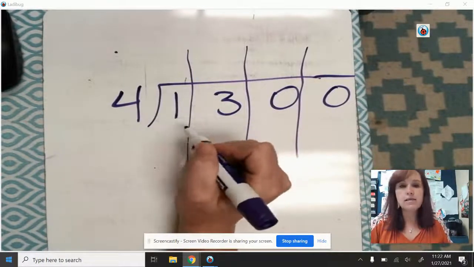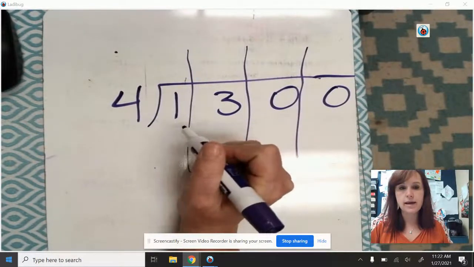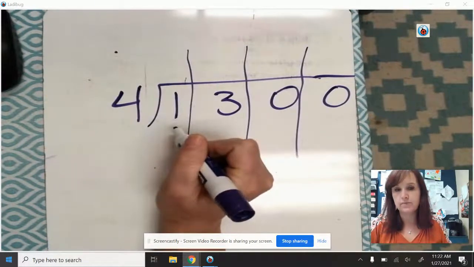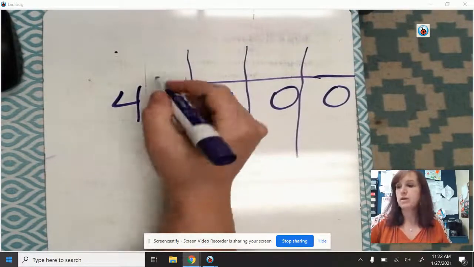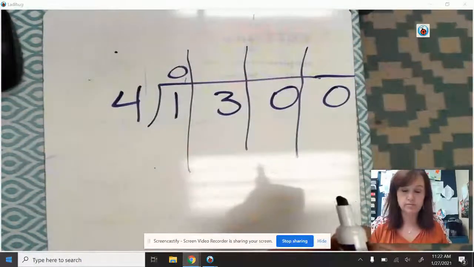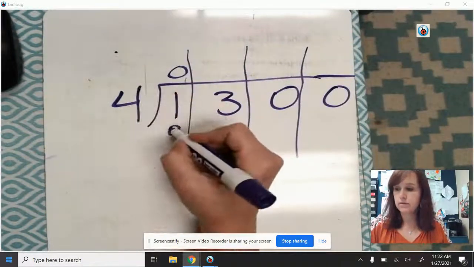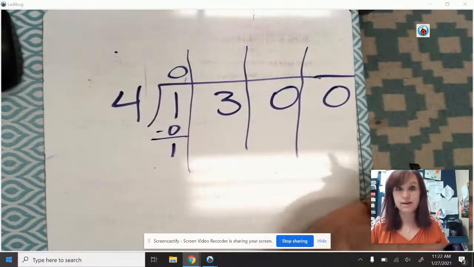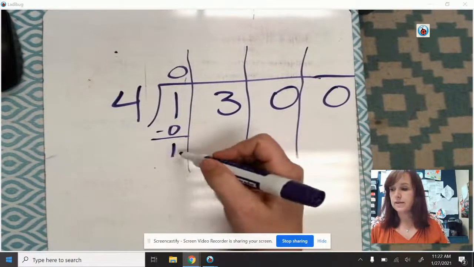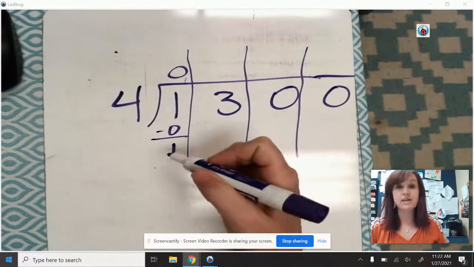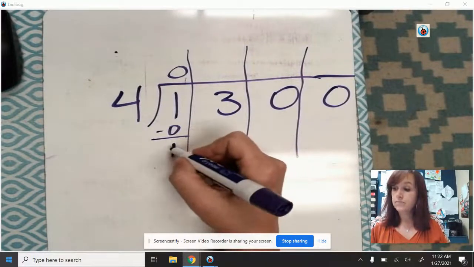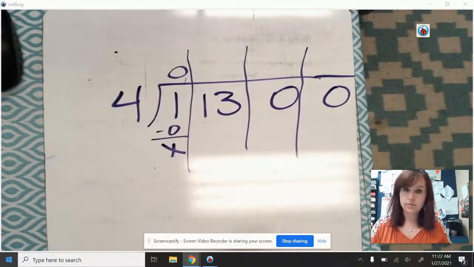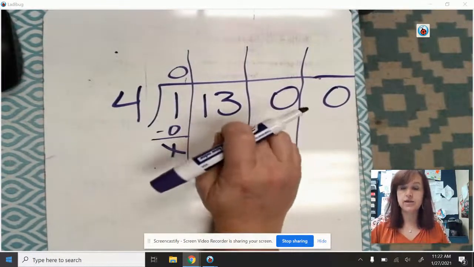I have a $1,000 bill. Can I give each of my 4 friends a $1,000 bill? No. So I could put 0 here if I wanted to. 0 times 4. I gave 0 away. So I still have a $1,000 bill left. So I'm going to take my $1,000 bill and cash it in for 10 $100 bills, which makes this 13 because I already started with 3.